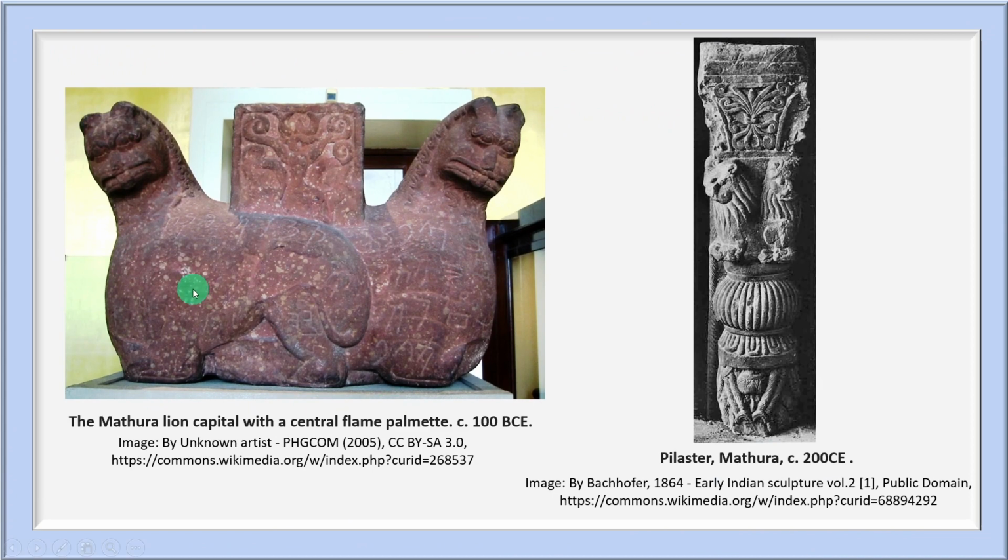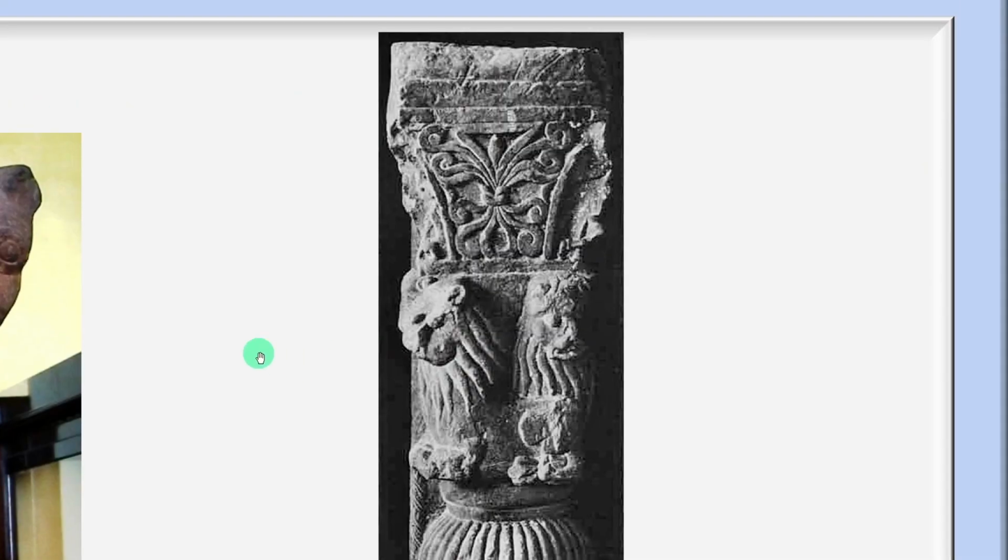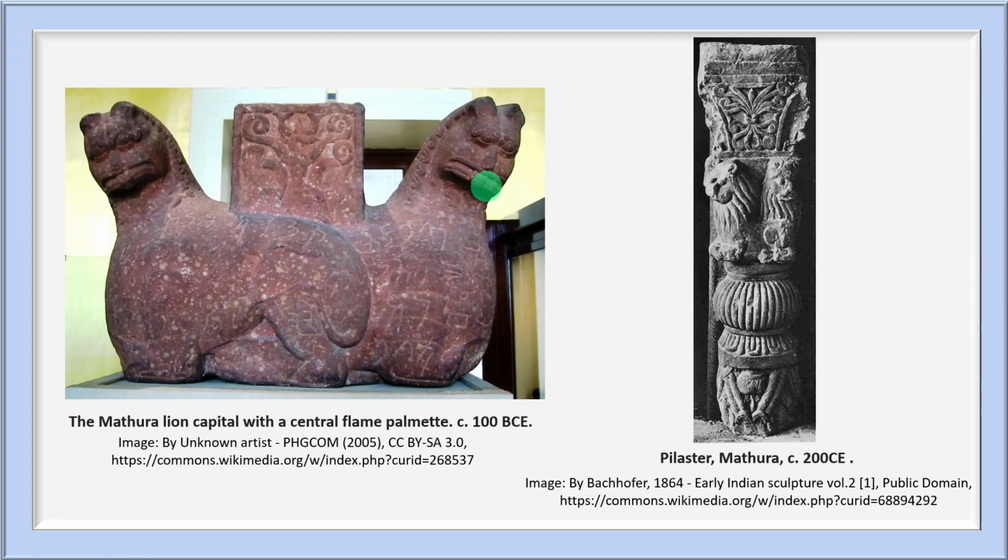Then this is also a work from India, the Mathura lion capital with the central flame Palmette, circa 100 BCE. And this is a pilaster from Mathura, circa 200 CE. So you can see there is a difference of 300 years between these two works of art, but the design continues to exist and remains popular throughout the entire time period.